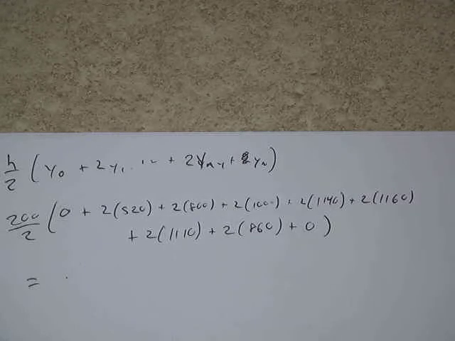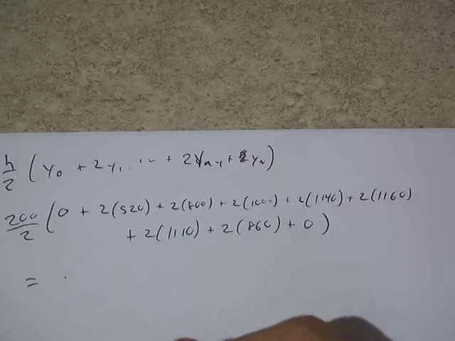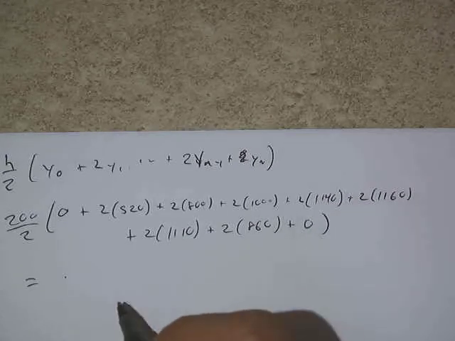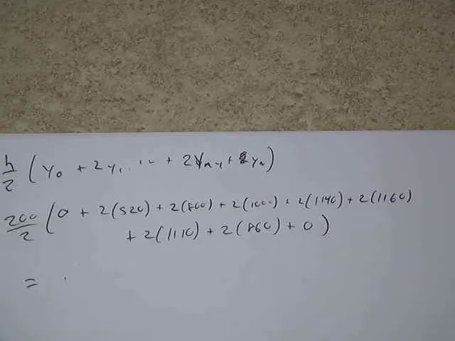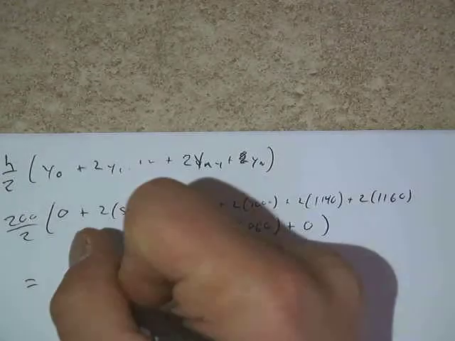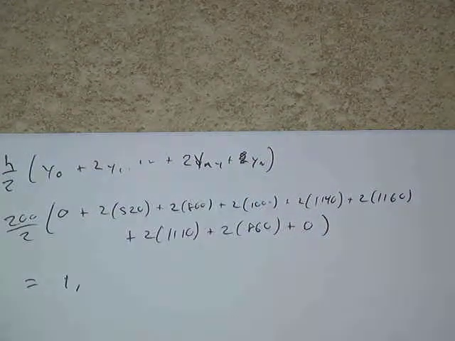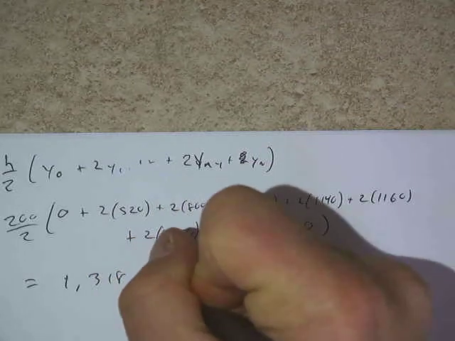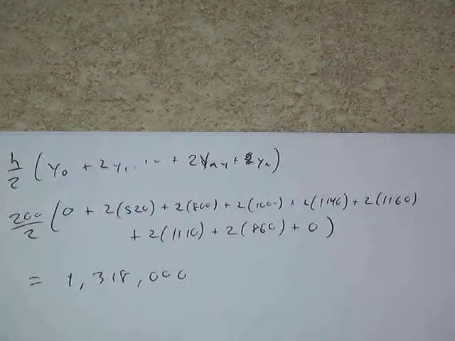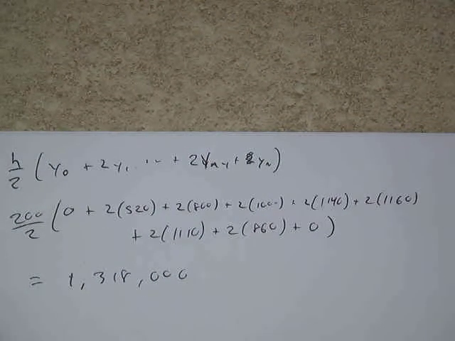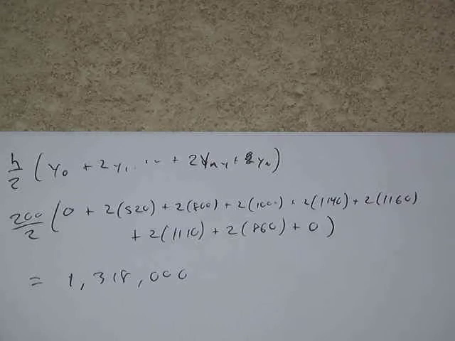All right. So the final answer here, keep in mind, I don't have it in my book here, but you said it was how much? 1 million something? 1,318,000. All right. So that total right there is the 1,318,000.